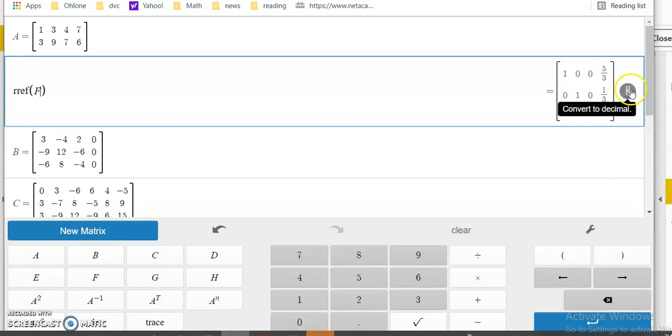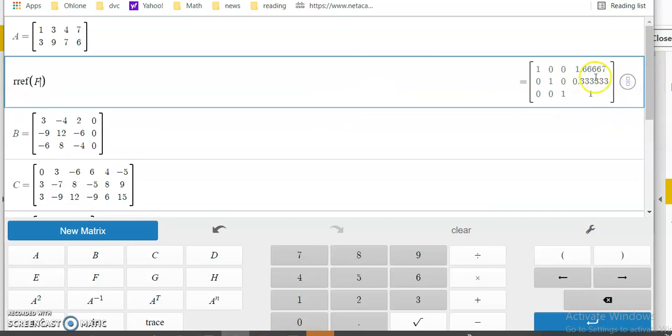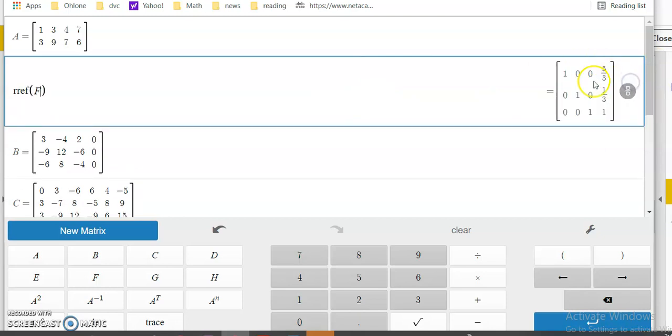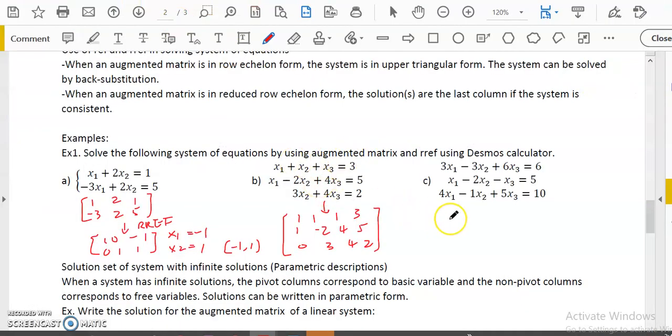Sometimes when you do RREF, it is not a whole number. You might see decimals like this. If you click this, it will show a fraction. So let's copy the answer back. I don't have enough space, so I would just say the answer is 5/3 for x1, and then 1/3 and 1.